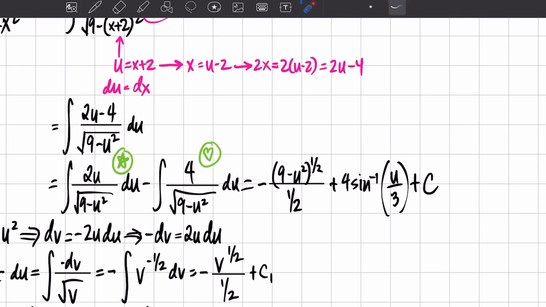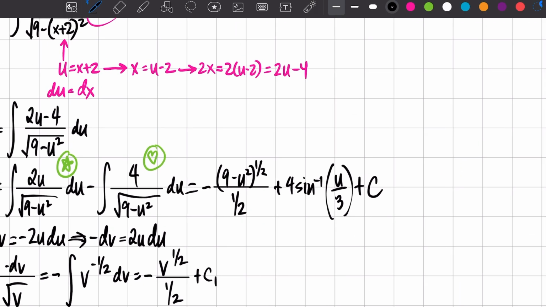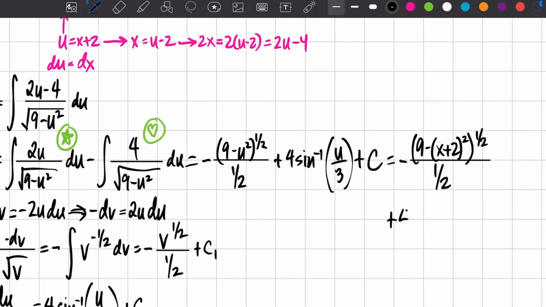And finally, plugging back your u equals x plus 2 right here, we have negative 9 minus the quantity x plus 2 squared raised to 1 half all over 1 half. Oops, we don't have space here. Plus 4 sine inverse of x plus 2 all over 3 plus c. Okay?